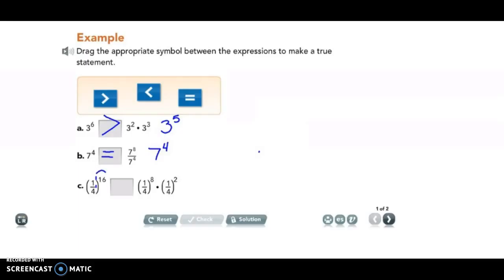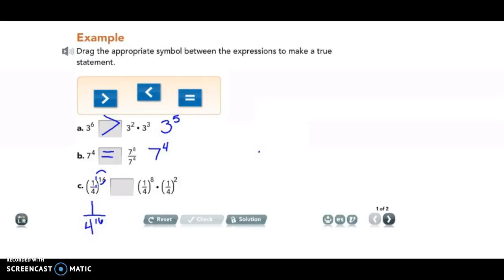So I'm going to take the 16 times the 1 on both of those. So I'm going to have 1 to the 16th, which is just 1. And then I'm going to have 4 to the 16th. On the other side, I'm going to have 1/4 to the 8th power and 1/4 to the 2nd power.